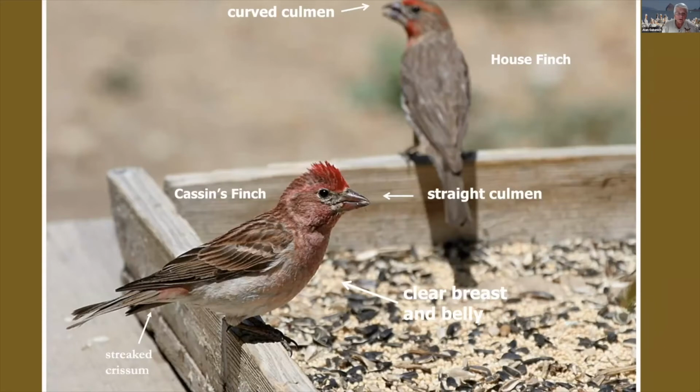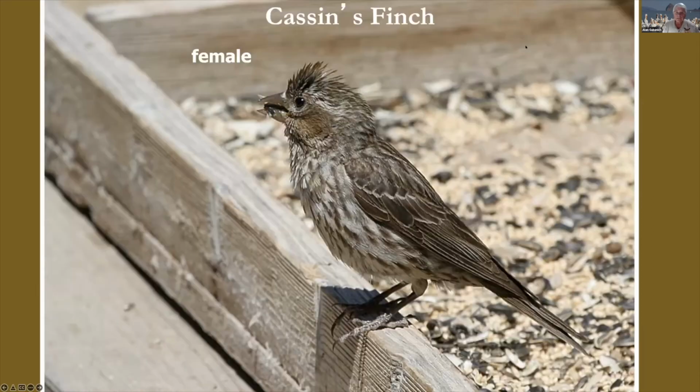Here's another look at a Cassin's finch male. Look at the crest. See that straight culmen? There's some more streaks on the undertail coverts. Here's a male house finch in the back with a curved culmen. Here's a female Cassin's finch. Looks a lot like a female house finch, but again, she can have her feathers raised up in a crest or she can drop them.